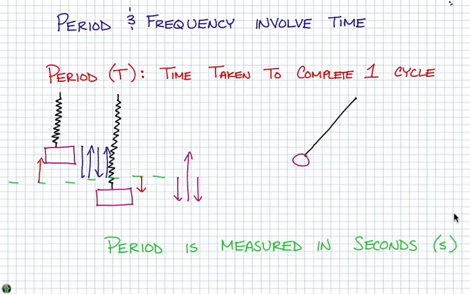If I pull this pendulum back and I let go, it will swing this way, at which point it will turn around and come back. If that takes me 1 second, my period would be 1 second. It takes 1 second for one complete cycle to occur.